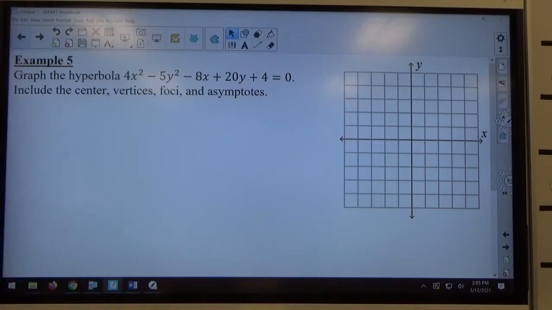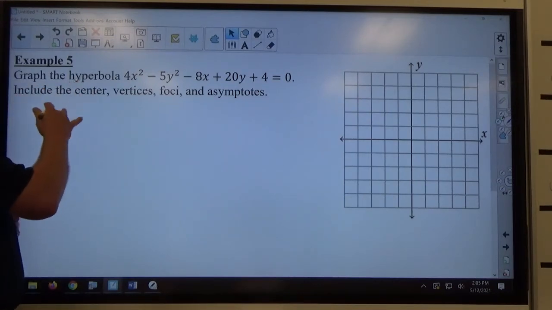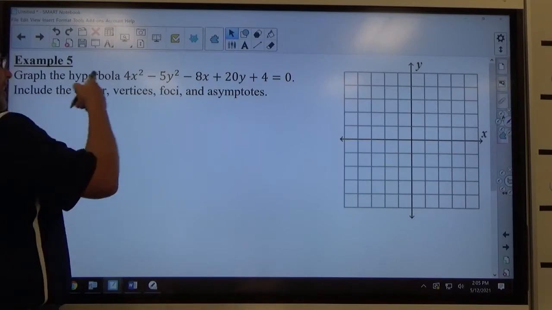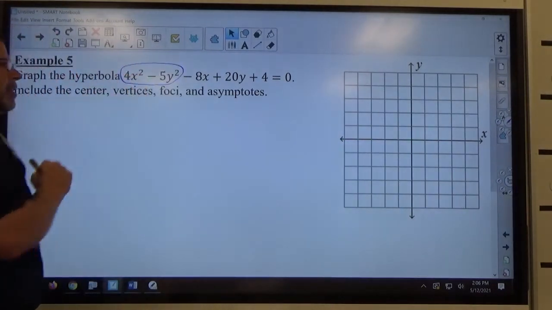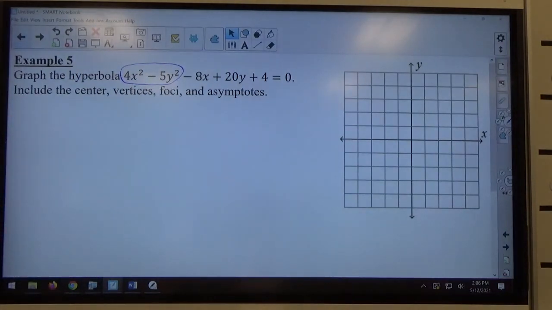All right, example 5. It's the same type of problem we did yesterday, except it's not in standard form, it's in general form. So just like the other sections we've dealt with, we're going to have to change to a standard form. Every time I'm telling you what they are, but just know as far as characteristics of an equation, it says graph the hyperbola, so obviously hyperbola. But if it didn't tell you it was a hyperbola, you'd be able to identify it as a hyperbola because x and y are both squared and the signs are opposite.